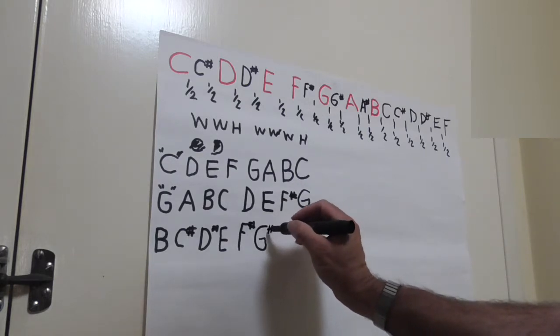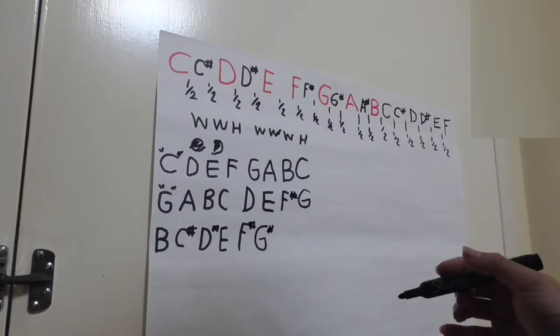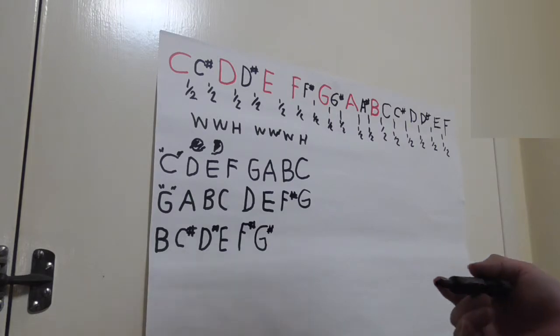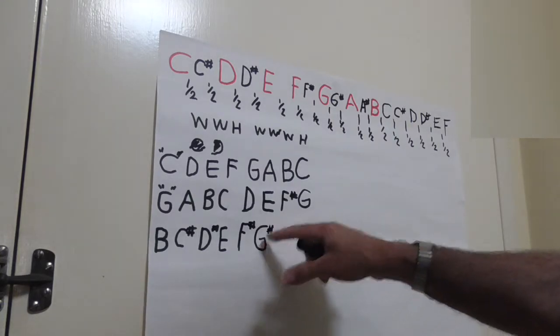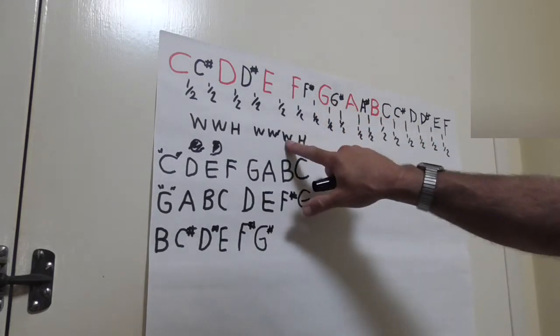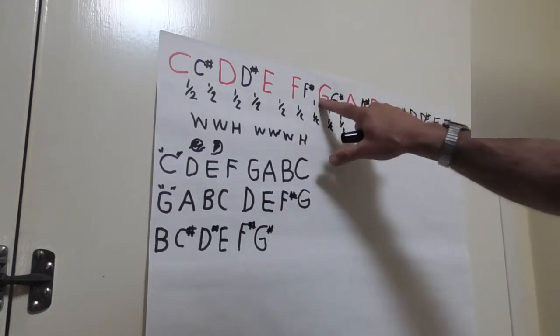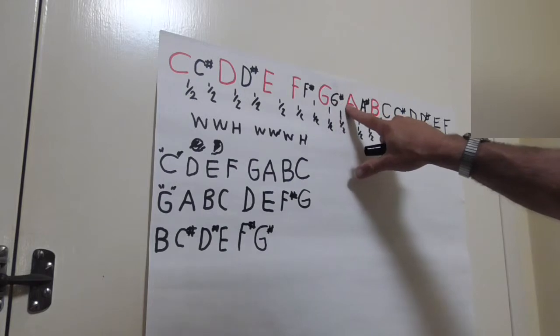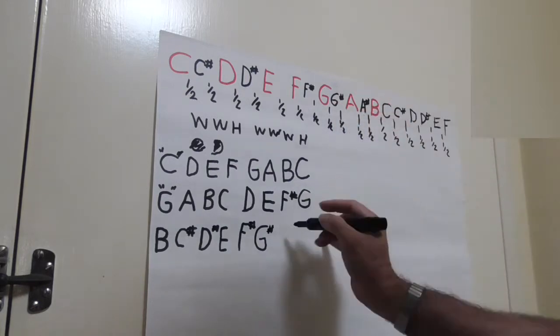Hopefully you're starting to notice the pattern here. I've seen this in a ton of videos, and they don't explain it really well. Hopefully I'm going slow enough and it's making sense. We're at G sharp. We need to do our last whole. So G sharp, we do half and half, gives us an A sharp.